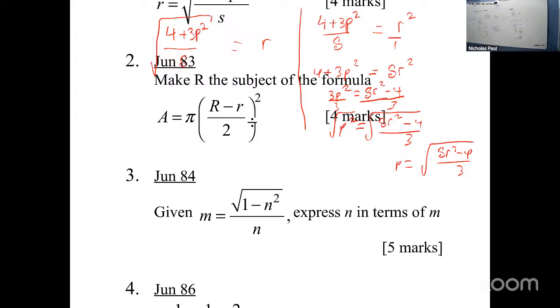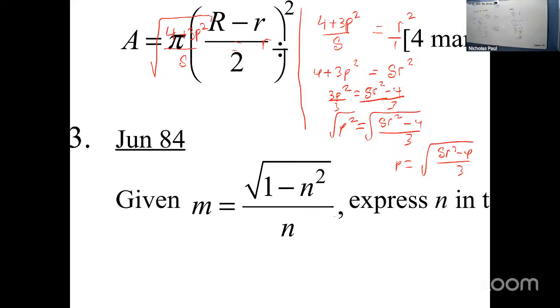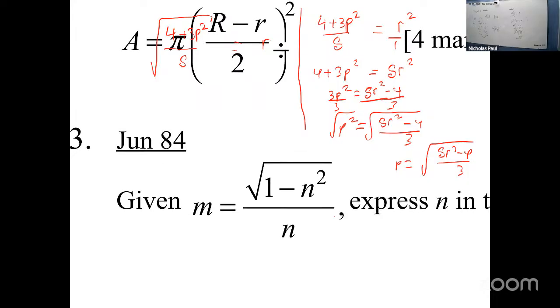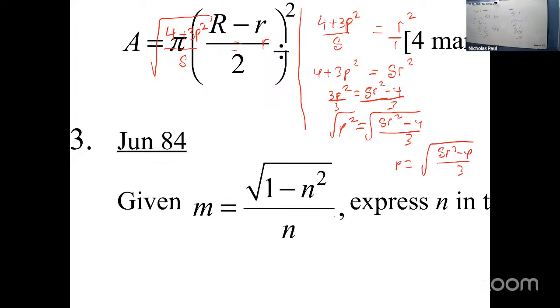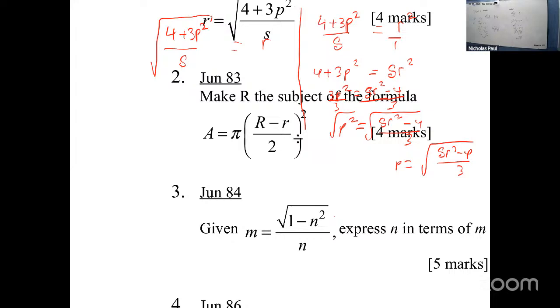Okay, so that was an easy one. Let's go to 1984. This one is a little bit hard. I'll leave it on your own. Express n in terms of m, so make n the subject of the formula. Take your time. I'll come on the board and do this one after. It's a little bit harder. Whenever you have n squared in more than one place, you're going to have to factorize. Try it. We're doing hard work today.